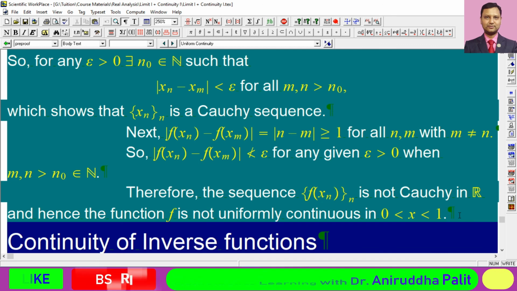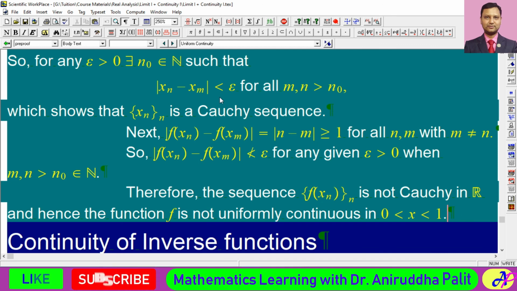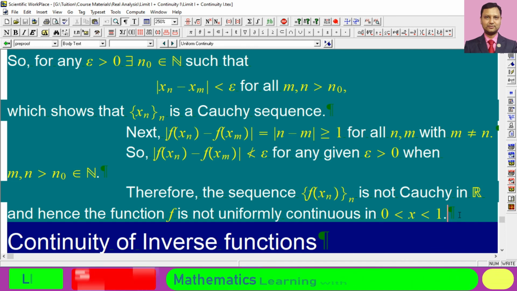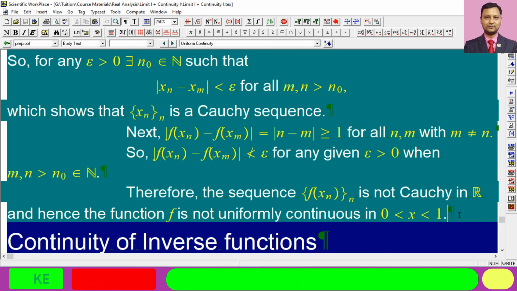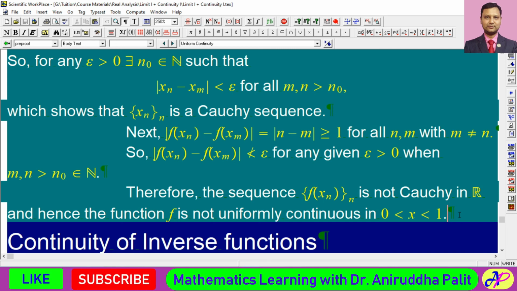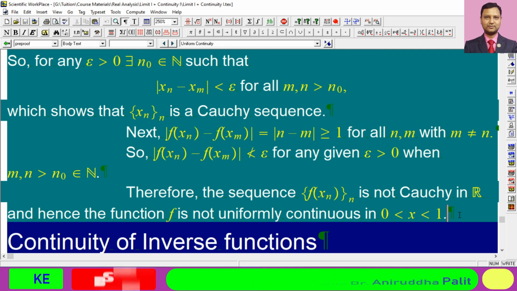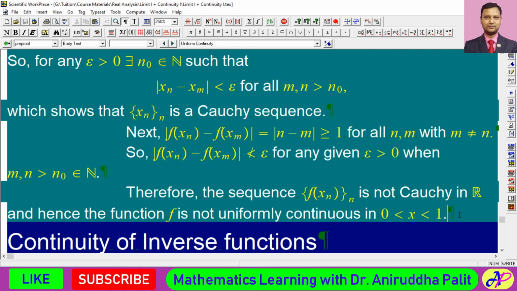So that's all from this lecture. In this lecture, we have discussed two important parts. The first result is that a function f defined on a bounded and closed interval is uniformly continuous, and secondly, we discussed an example that f of x equal to 1 by x is not uniformly continuous in the interval 0 less than x less than 1.